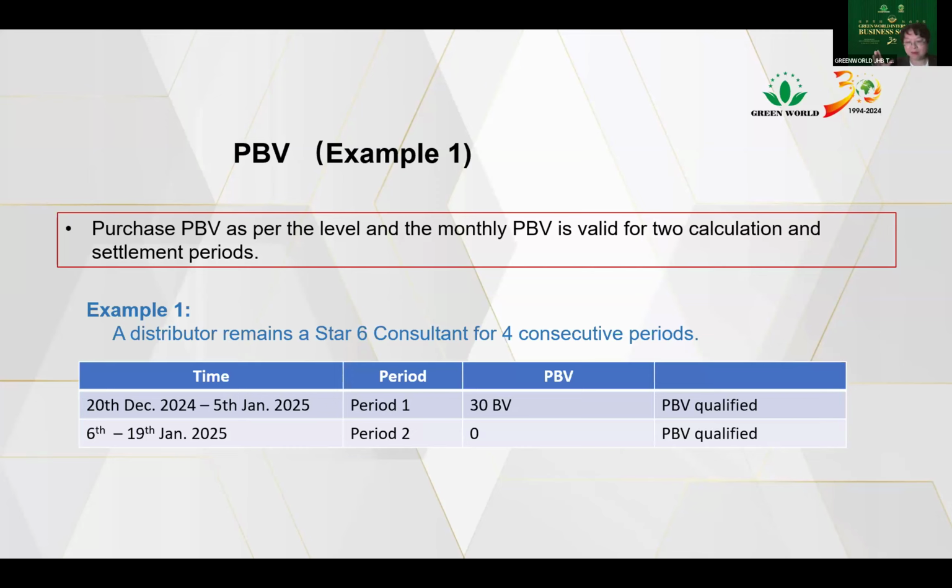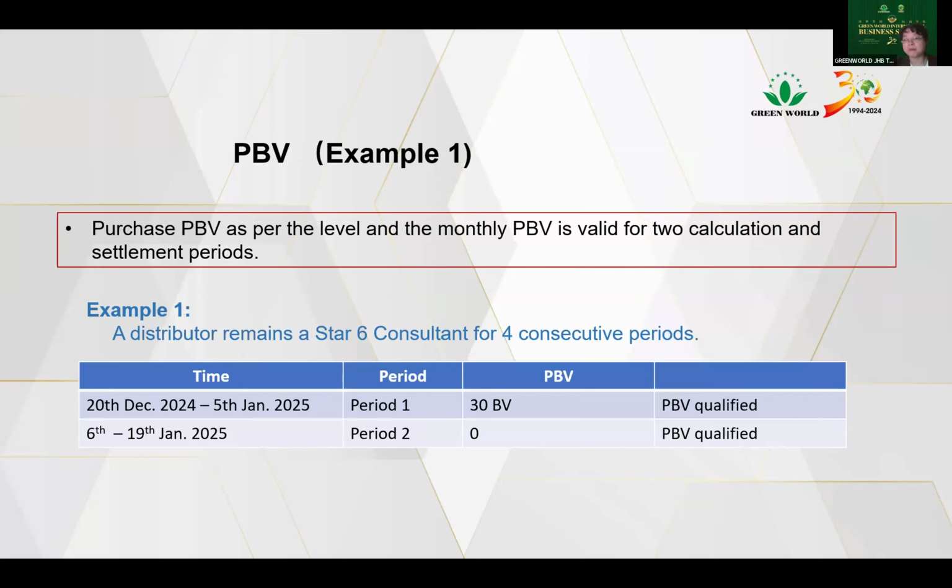Now some part of the bonus calculation will be slightly adjusted based on this new policy. The first one is the PBV, the personal BV. So you purchase the personal BV as per the level, and the monthly personal BV is valid for 2 calculation and settlement periods, for period 1 and also period 2. Here we give you an example.